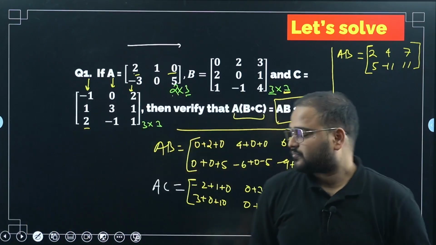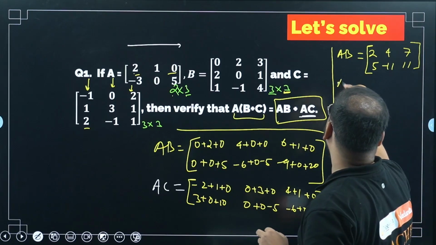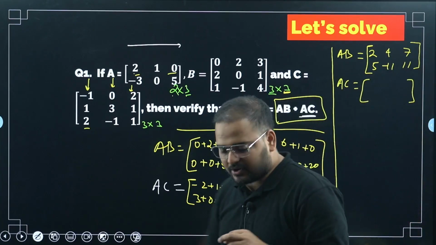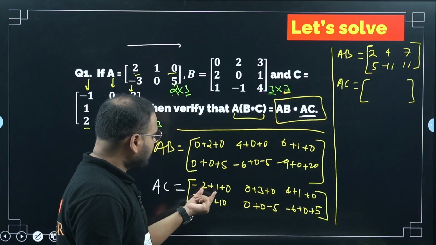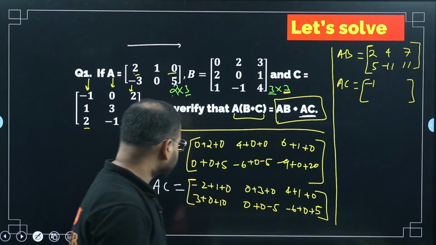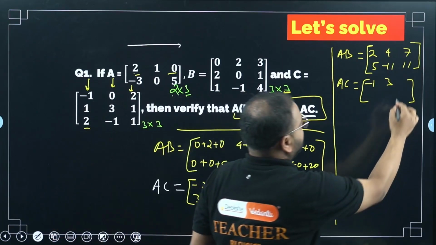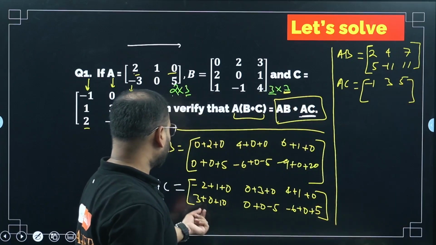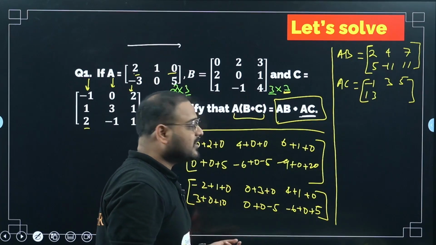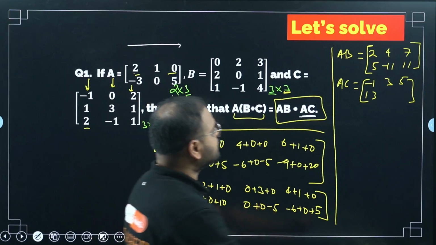All right, sir. Now AB and AC I've got. I have to simplify AC first. AC will look the same, 2 cross 3 only. So check here. First element: minus 2 plus 1 is just minus 1. 0 plus 3 plus 0 is 3. 4 plus 1 is 5. Next, 3 plus 0 plus 10 is 13. Next, 0 plus 0 minus 5, so minus 5.